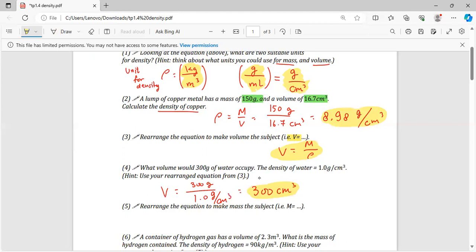Now, number 5. Rearrange the equation to make the mass the subject. So the mass is density multiplied by its volume, right?